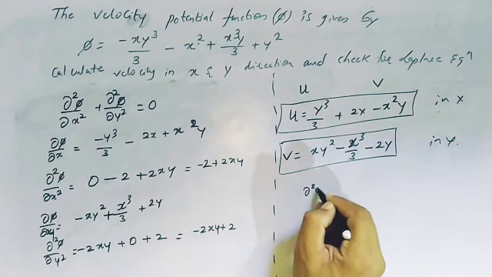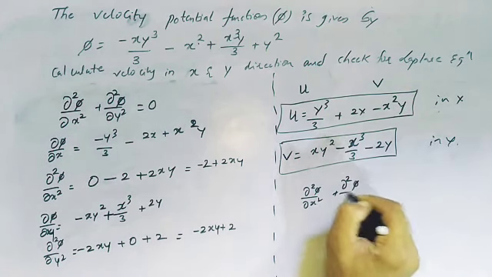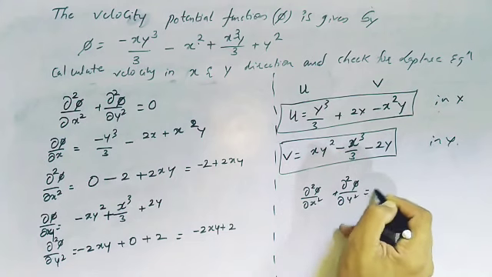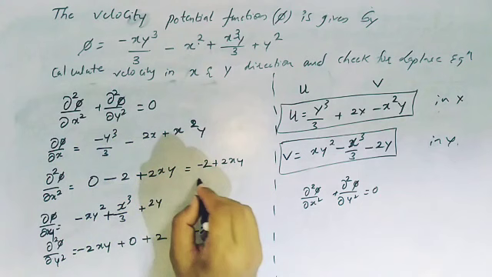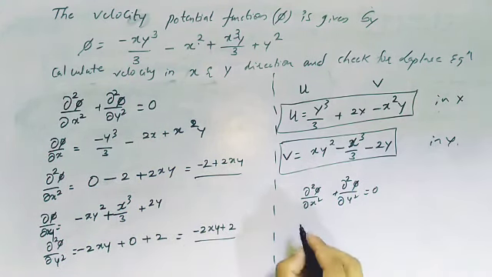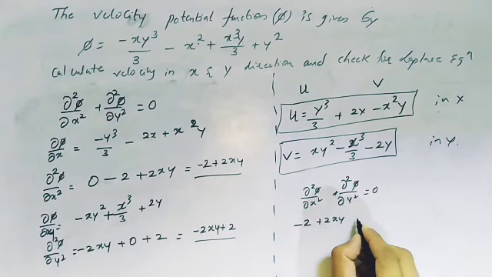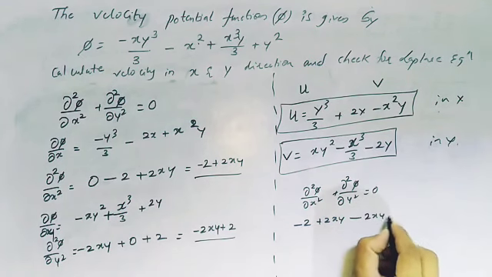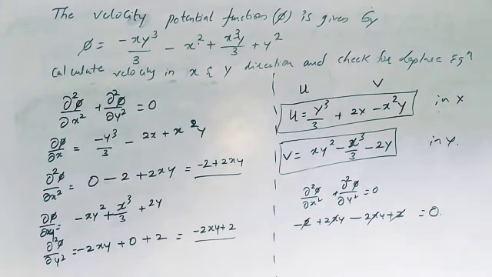Now if I substitute these two equations in the Laplace equation, that will be ∂²φ/∂x² plus ∂²φ/∂y² equals 0. So we have identified ∂²φ/∂x², which is this equation, and ∂²φ/∂y² is this. If I substitute both equations, it will be minus 2 plus 2xy, and again minus 2xy plus 2. So everything will get cancelled, and it will be equal to 0.